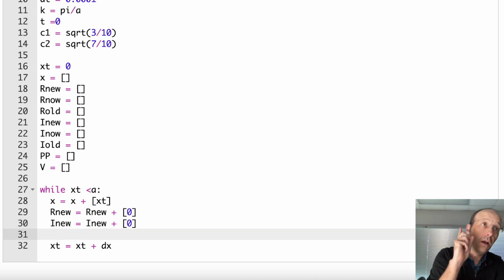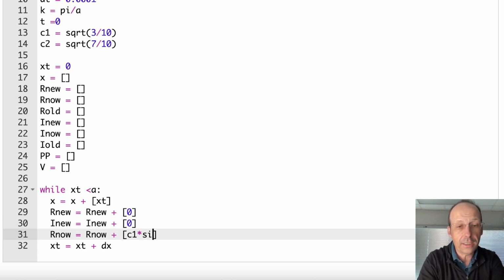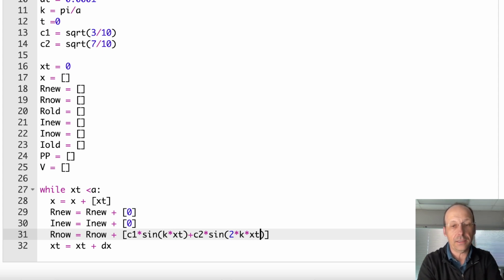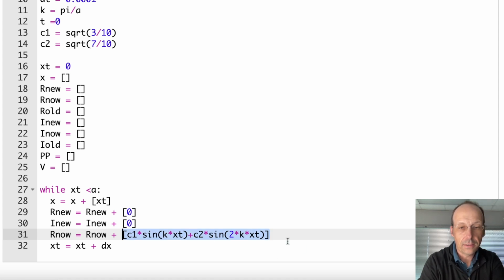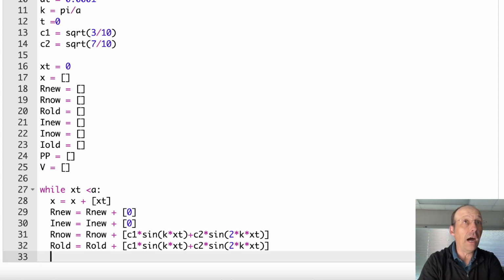Now I need r now. So r now is r now plus, now here's where I put my initial solution. C1 times sine k times xt plus C2 times sine 2 times k times xt. That's my initial solution. And then my r old is going to be the same thing. Right? So I'm just going to highlight this. r old plus that.